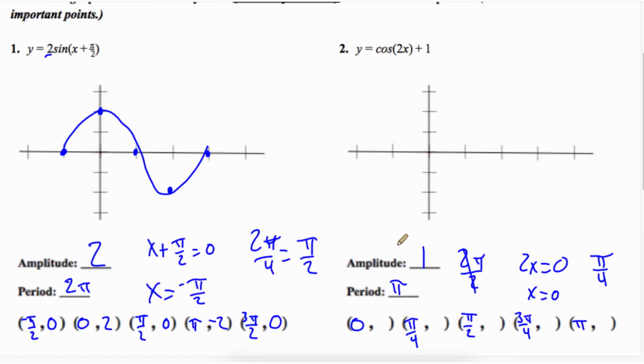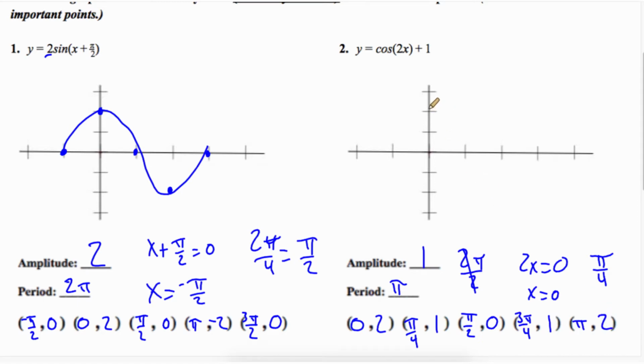So now we need to start plugging in these x values. We do have a plus 1 on the end, so we should recognize that as a vertical shift up 1 space. But if we plug in 0, we end up getting 2. If we plug in pi over 4, we get 1. If we plug in pi over 2, we should get 0. And then at 3 pi over 4, we'll be back up at 1. And then at pi, we'll be back up at 2.